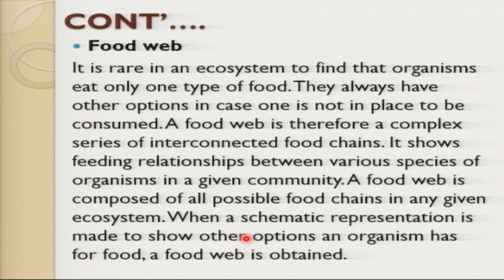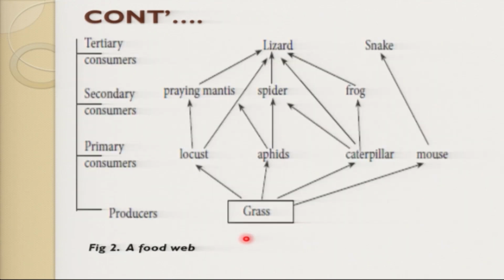When a schematic representation, a diagrammatic representation, is made to show other options an organism has for food, it is a food web, all right? Let's talk about these examples of food web. Let me just go through. I can construct very many food chains from here. The grass is being eaten by the locust. Locust is eaten by praying mantis. Praying mantis is being eaten by the lizard.